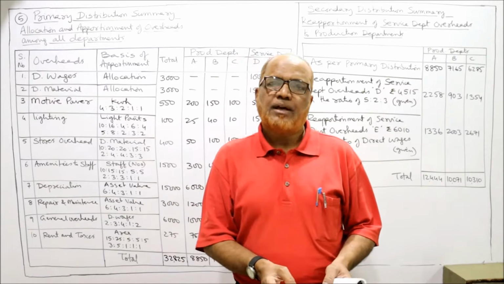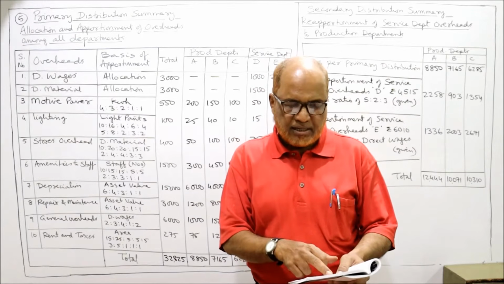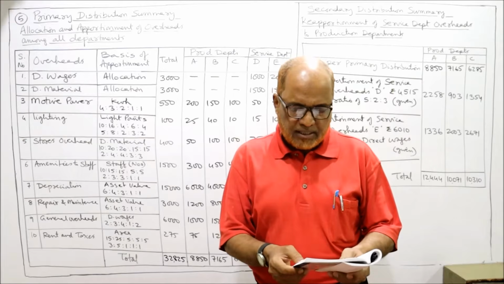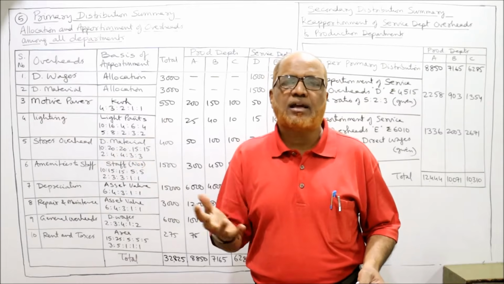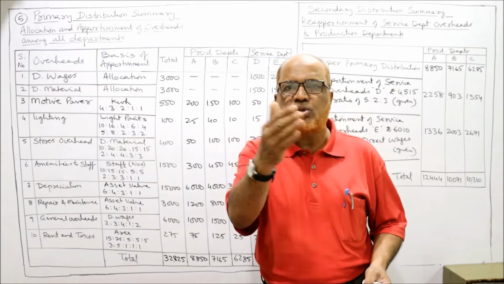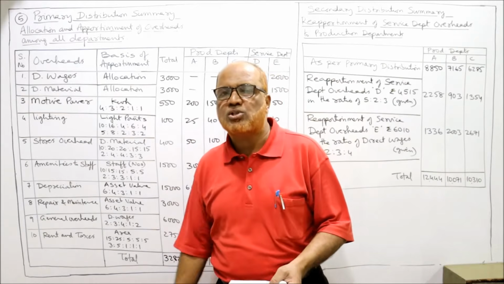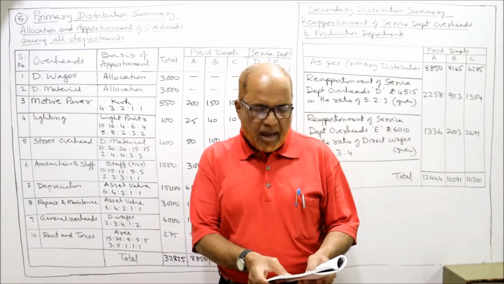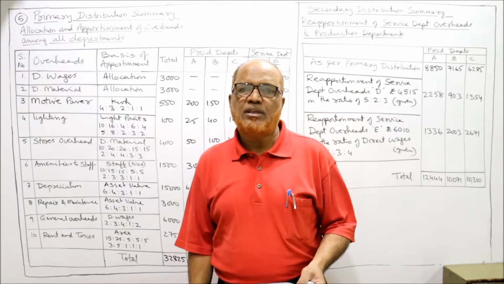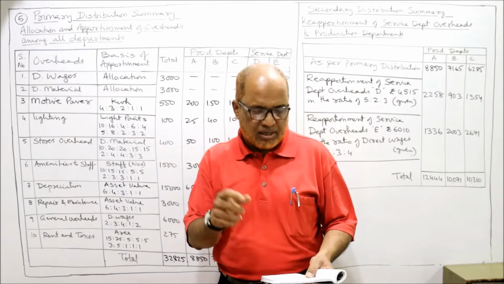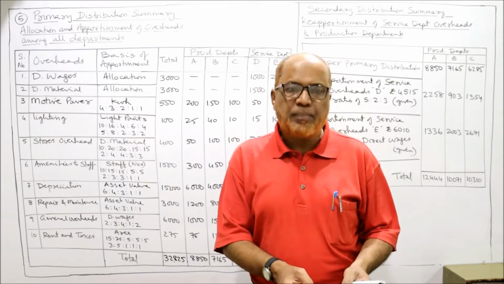Then lighting. Lighting will be apportioned on the basis of light points. Light points are given in the problem: 10, 16, 4, 6, 4. Then third one is stores overhead. Stores means the place where material are kept. So there is relationship between stores and material. So stores overhead rupees 400 will be apportioned on the basis of direct material. Amenities to staff. Amenities means benefits to staff. This will be apportioned on the basis of number of workers or employees. Staff number is given.